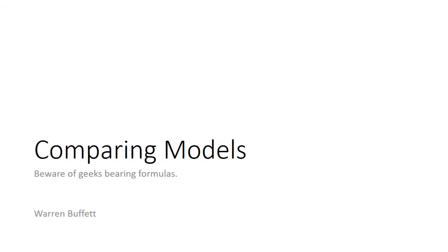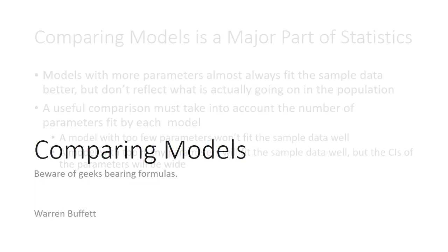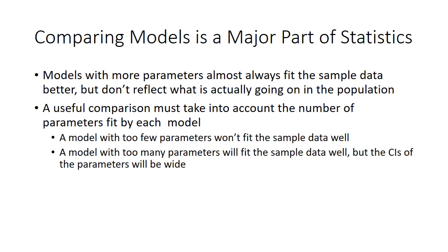Okay, so moving on, now we're talking about comparing models to one another. Comparing models can be one of the major parts of statistics that we'll deal with. What we see is that models with more parameters always tend to fit the data better, but they may not actually reflect what's going on with the population. We saw that in the previous example with the insulin sensitivity question. You saw that the R squared value was something like 59%. So only 59% of the variability between those two variables could be explained with that type of model, right?